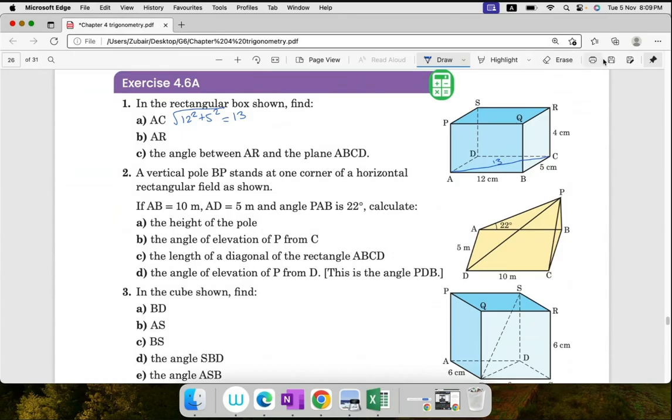Then it says find AR. For AR, I'm going to use AC and CR. AR in this case is the hypotenuse. So 13 square plus 4 square, whole square root. I'm applying that directly in the calculator. Square root of 13 square plus 4 square gives me square root 185, which is approximately equal to 13.6 centimeters.